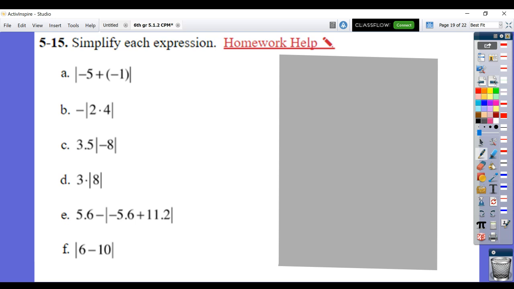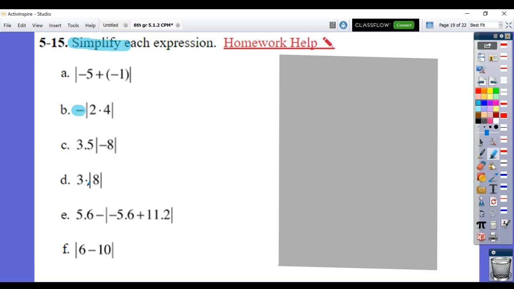For 515, you're simplifying the expression. Remember, simplify means to find what it equals, find the answer. So for A, you would take -5 plus -1, figure out what that equals, and then take absolute value of that. Remember, absolute value says find the distance from that value to 0 on the number line, or in other words, if it's positive, leave it positive. If it's negative, make it positive, because we're representing distance. For B, you'll take 2 times 4, take the absolute value of that, but then remember to multiply by the negative in front afterwards. For C, take the absolute value of -8 and multiply by 3 5/10.